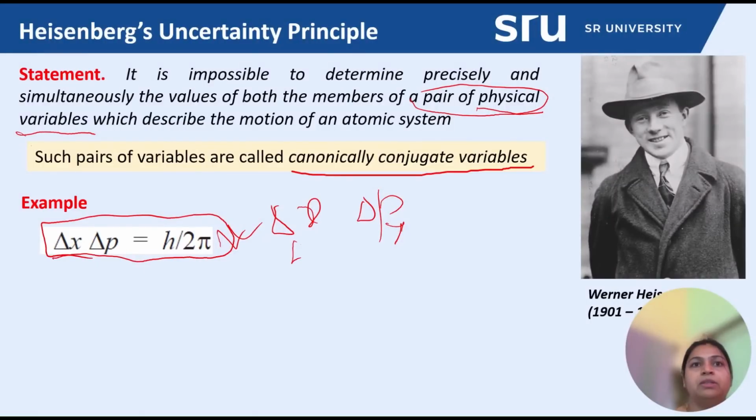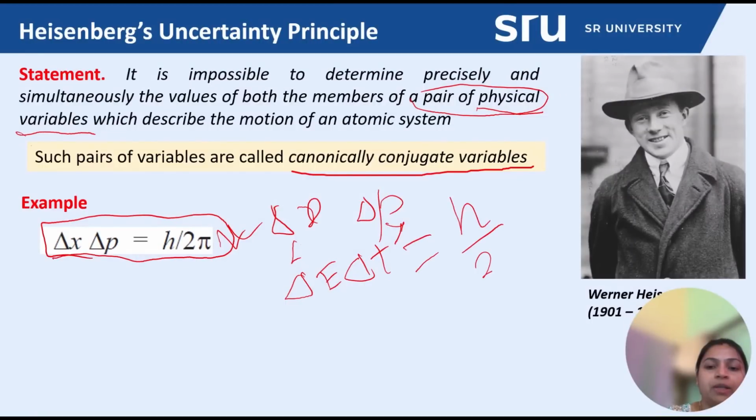The same relation holds for energy and time of any given event. Suppose delta E is the error in energy measurement and delta t is the error in the time measurement. Then their product will be approximately h by 2 pi.